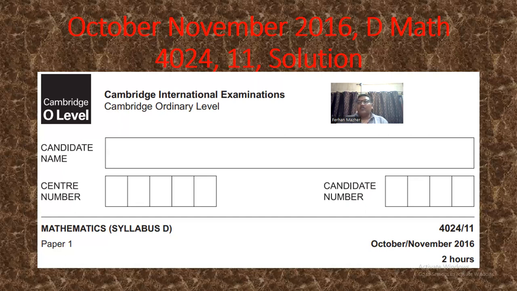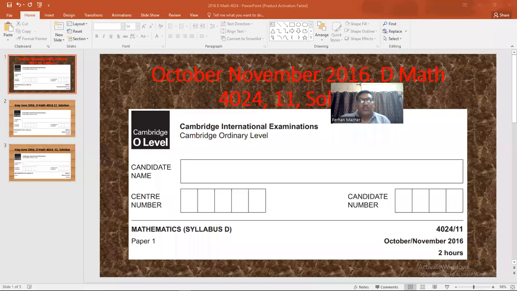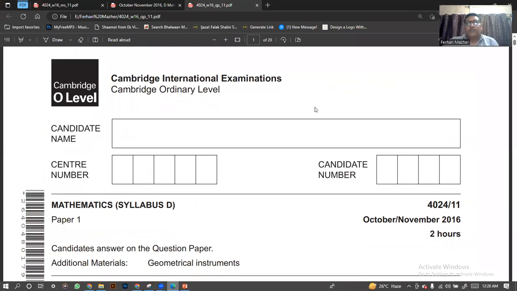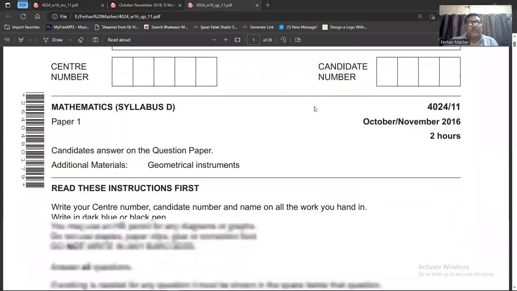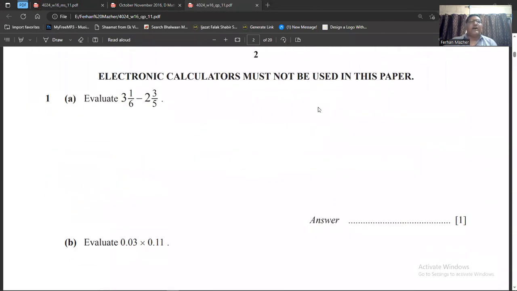The time allowed for this paper is 2 hours, and in this paper, the calculator is not allowed. So here we go. We have the question and the paper in front of you. So let's go to question number 1, A part.